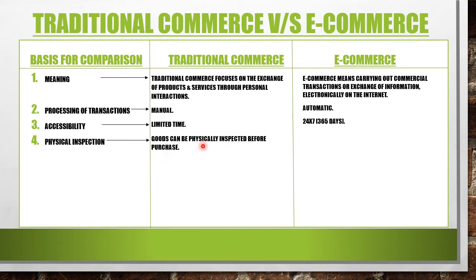So if you want to buy anything, what do you do? You go to the shop and look at whatever item you want carefully. You are going to see the quality, the fabric, the color, everything, whether it is damaged or not. You can see everything in traditional commerce. But in case of e-commerce, that is not possible. Goods cannot be physically inspected before purchase. Before purchase, you are not able to see how the product is.